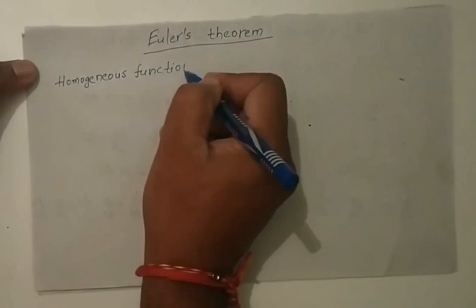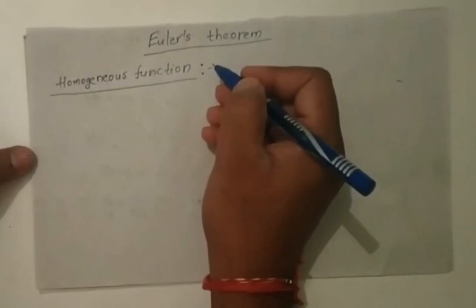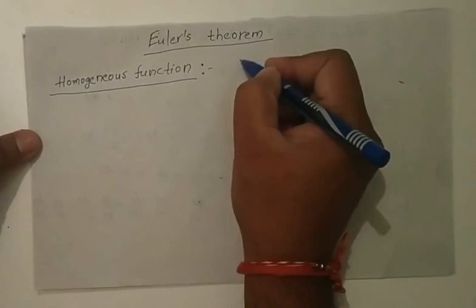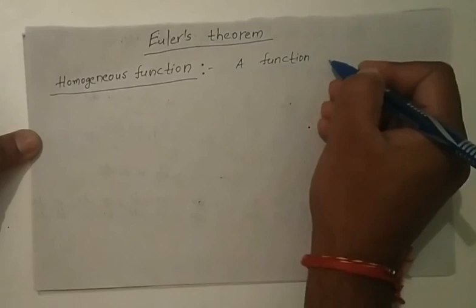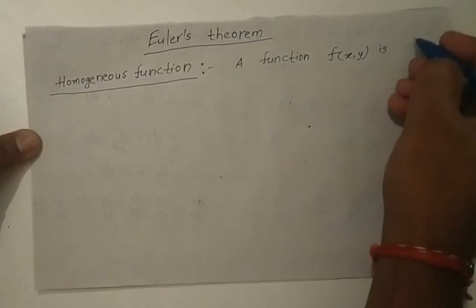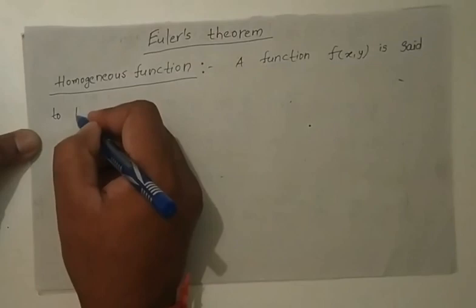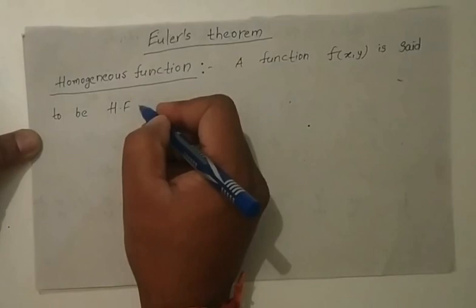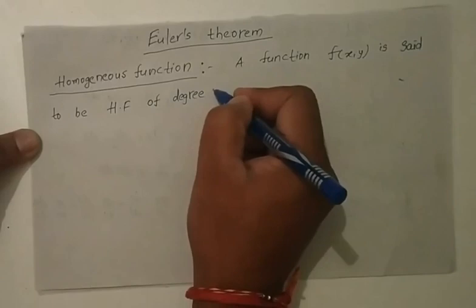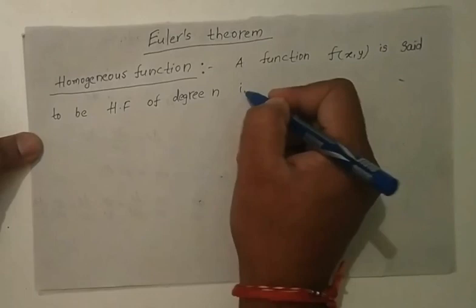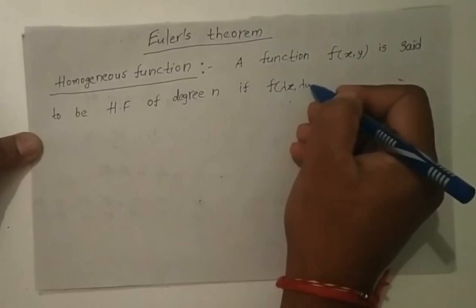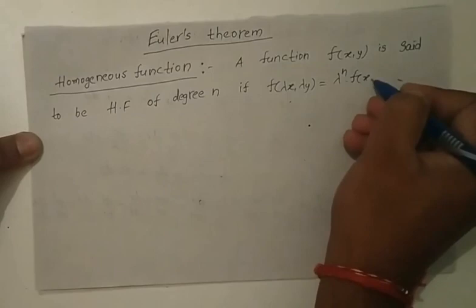Homogeneous function. First write down the definition of this homogeneous function. A function f of x comma y is said to be a homogeneous function of degree n if f of lambda x comma lambda y is equal to lambda power n into f of x comma y, here lambda is not equal to 0.